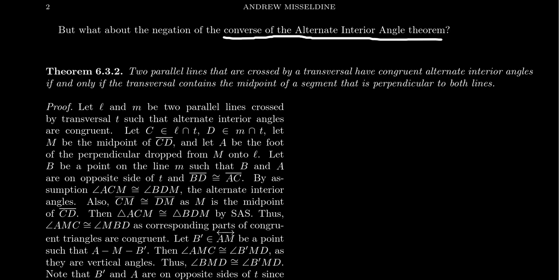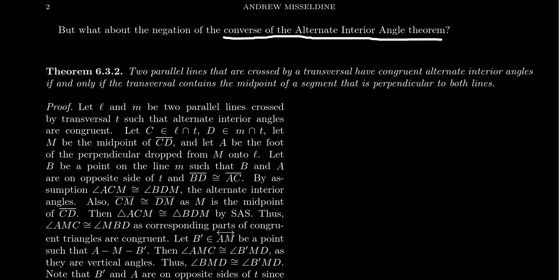And so when we negate it, so we take not the converse of the alternate interior angle theorem, then by just usual properties of inferential logic, each of those universal quantifiers, when we negate them, will become existential quantifiers. That is, there exist. So the negation of the converse of the alternate interior angle theorem would say that there exist a pair of parallel lines for which there exists a transversal such that alternate interior angles are not congruent.